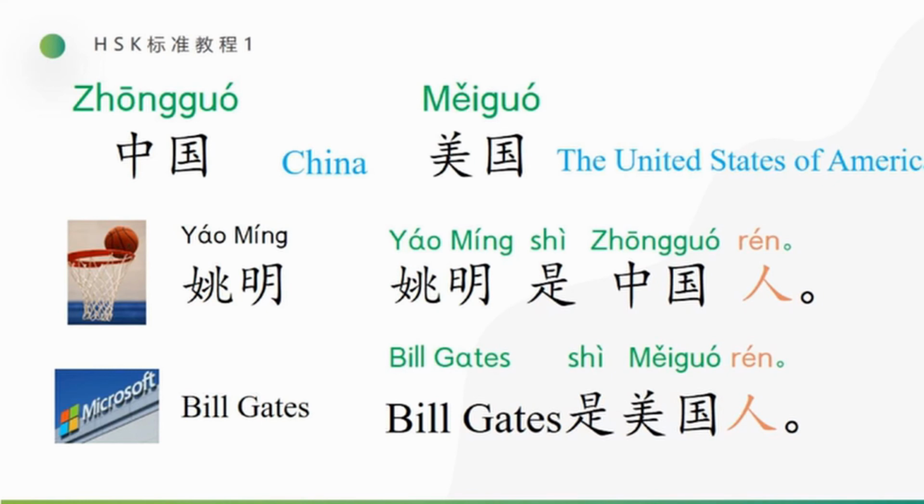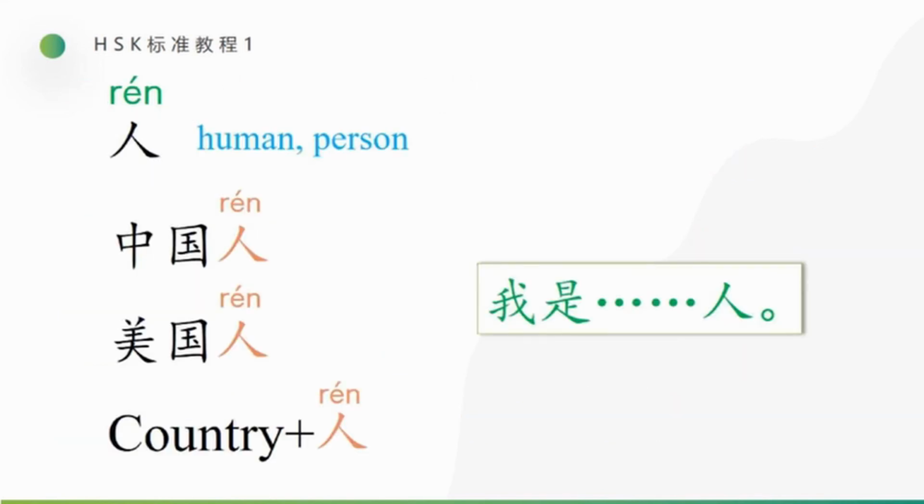Bill Gates 是美国人。So 人 it means human, person. 中国人，美国人。So we can use a country's name before 人 to introduce yourself, to introduce your nationality. 我是中国人。So do you know how to say your country's name in Chinese? For example, 我是法国人。Very good. French. Philippines, 菲律宾, Philippines. 伊朗人, very good.